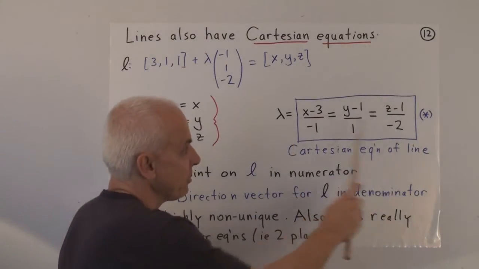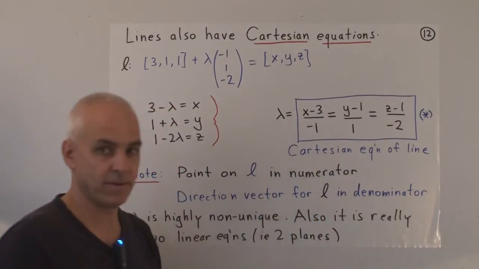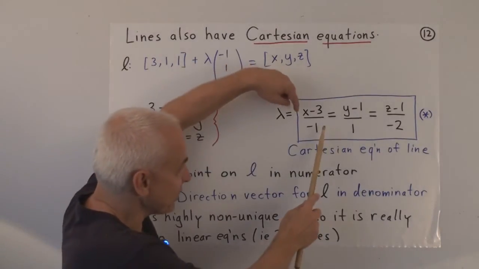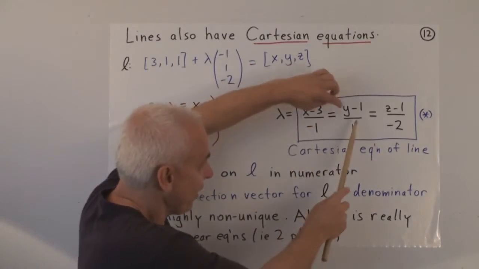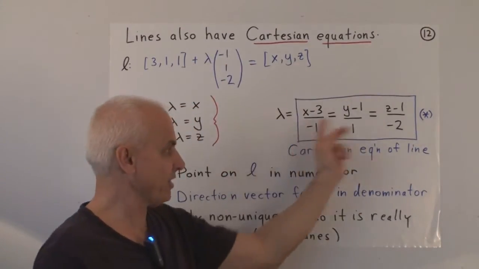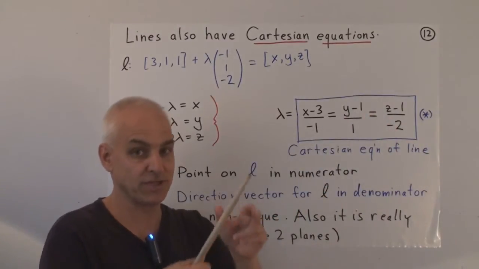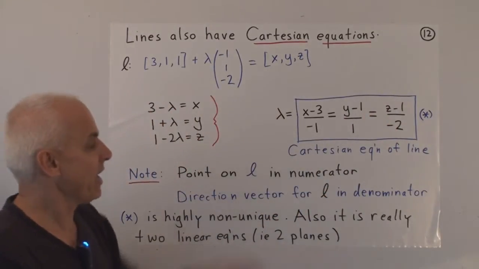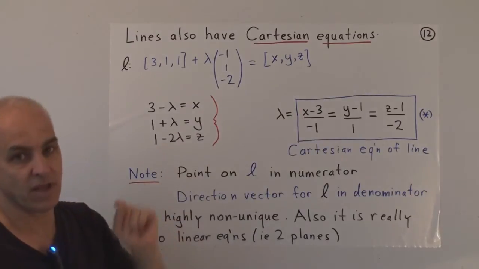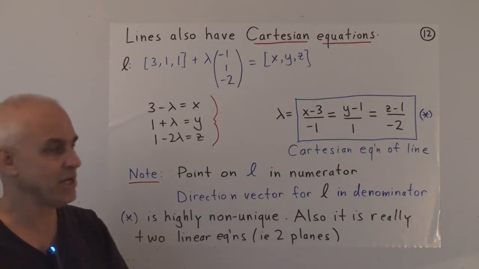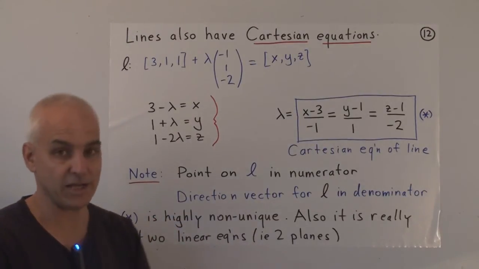This is a relation between x, y, and z, and there's really two equations here. There's really this equals this, and this equals this. So I've written it as one equation, but there are really two separate equations there. This is the Cartesian equation of the line, or a Cartesian equation of the line, because it's highly non-unique.